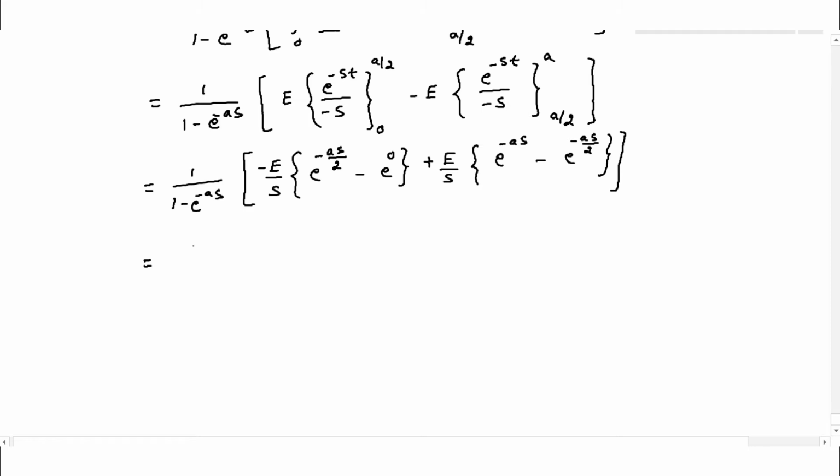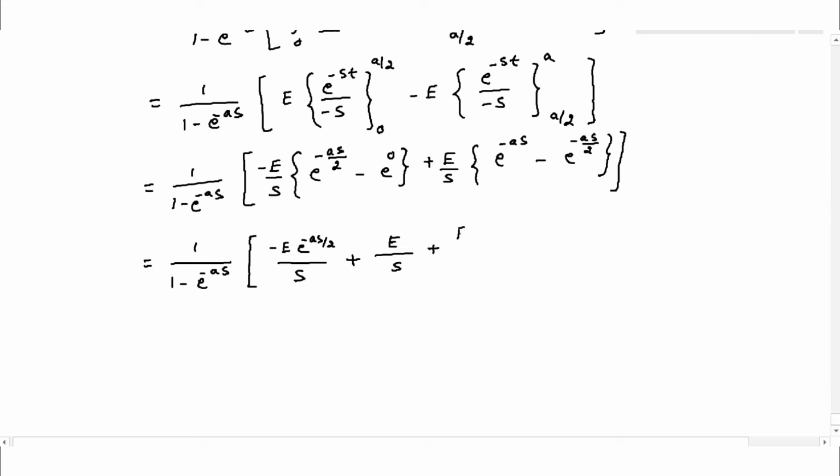Further simplify this one. This will be equal to 1 by 1 minus e power of minus as, which will be equal to, just multiply it. So you have e, e power of minus as by 2 whole divided by s, and minus of minus, the next term will become 0, e power of 0 is 1, you'll just be getting e by s.